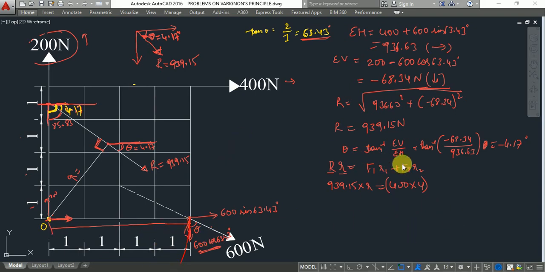So this is acting in the clockwise direction. So symbol plus, what is the value? 600 cos 63.43 degrees multiplied by 4. If I simplify, what is the value of R here? R comes to be 284.6, sorry, not 284.67.